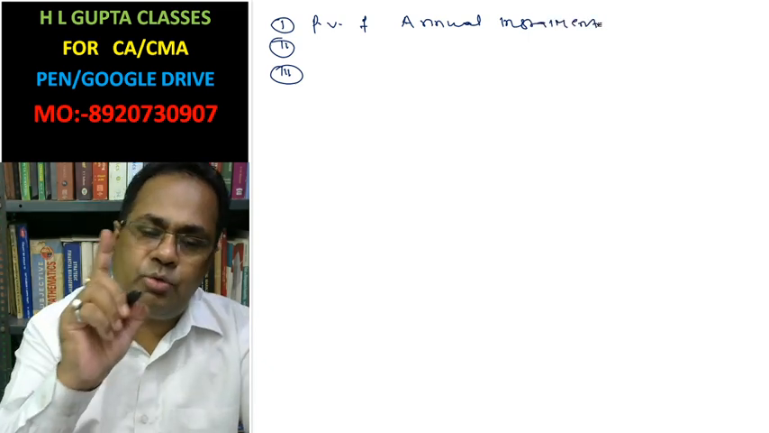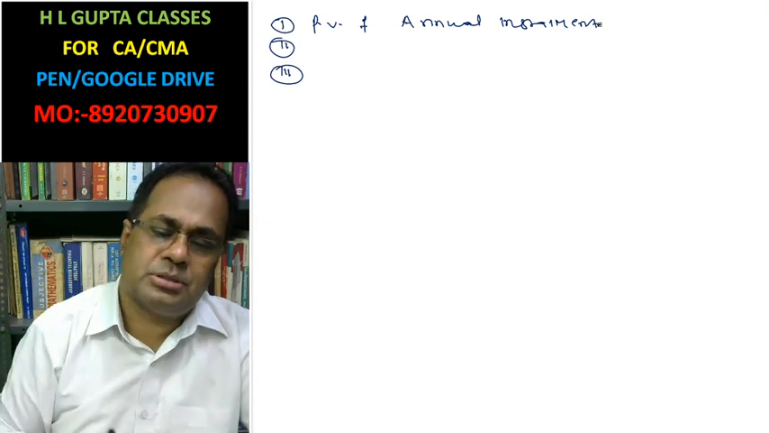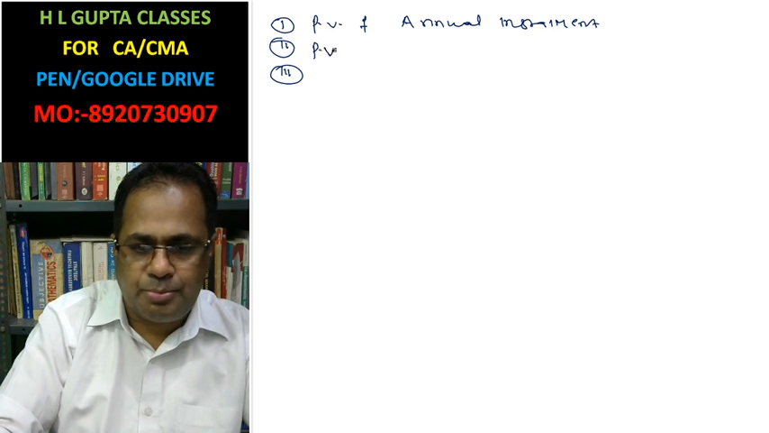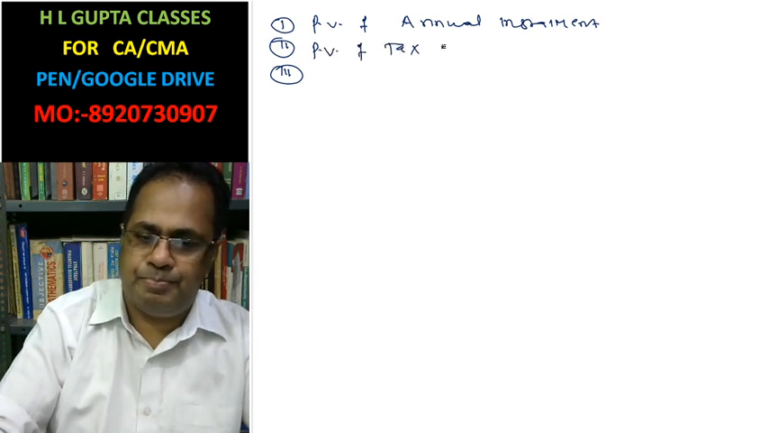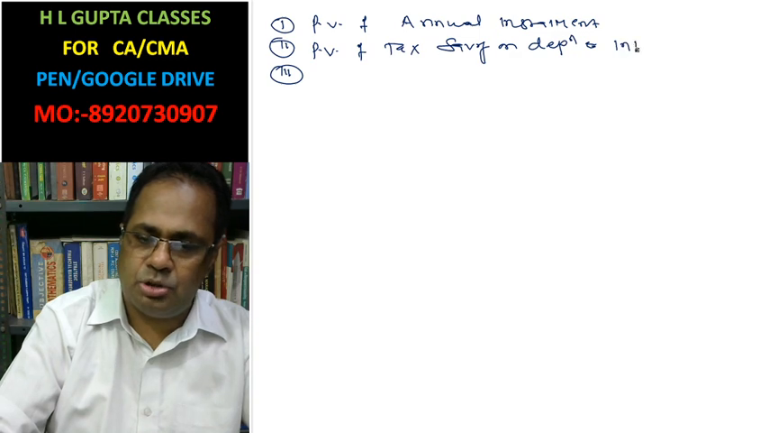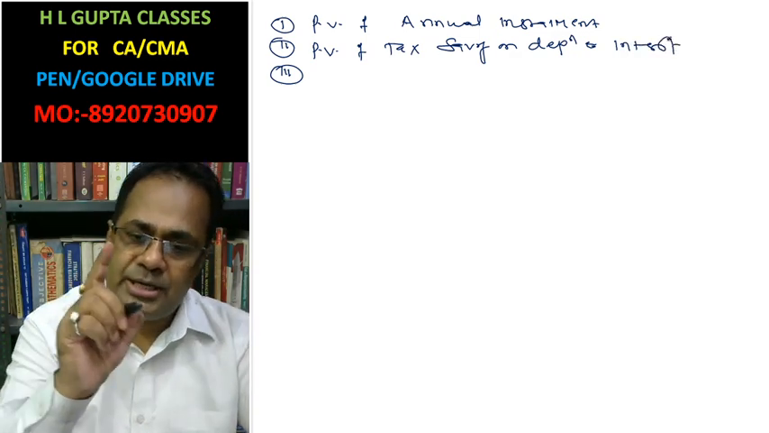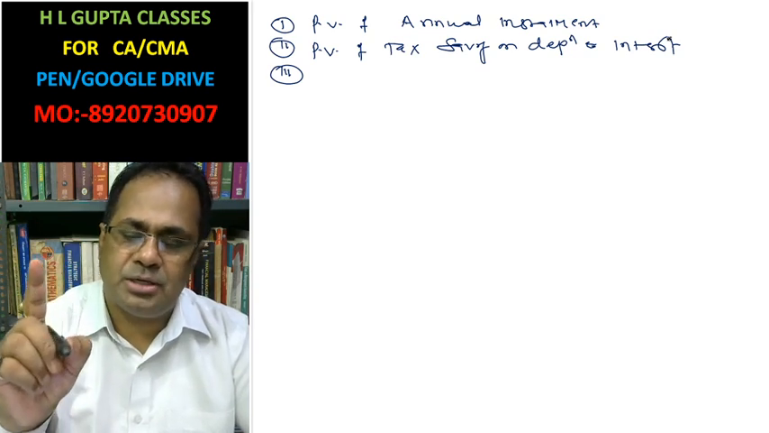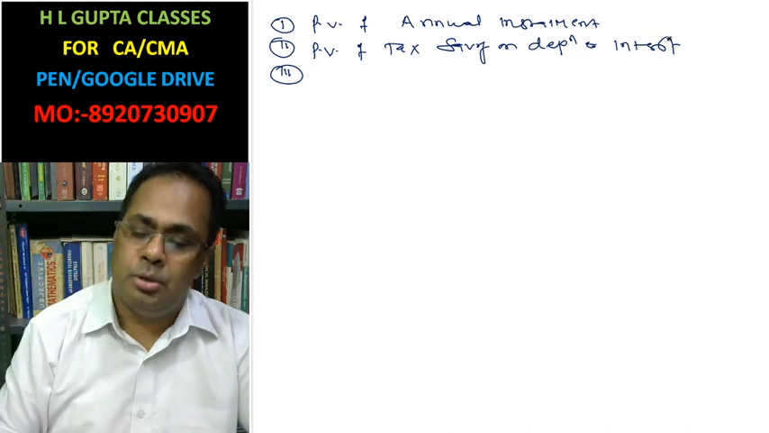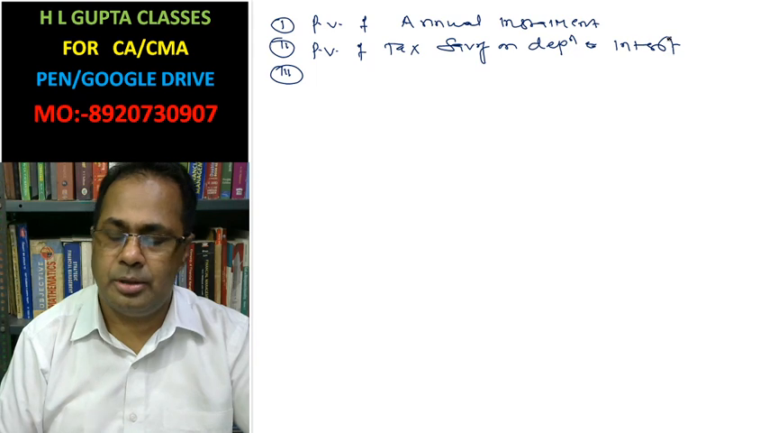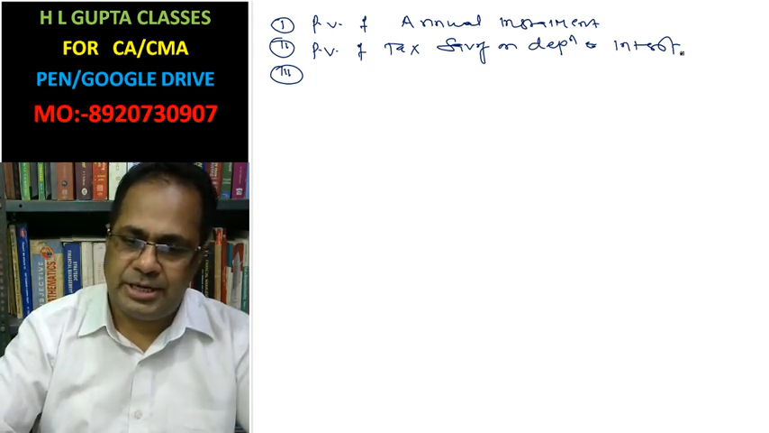So you need to calculate the installment, and the present value of such installment is required. In the second case, you have to calculate the present value of tax saving on depreciation and interest. In the case of the buying option, this is a machine you have purchased, so you have a right to calculate depreciation, and tax saving on such depreciation you can claim, as well as on interest.